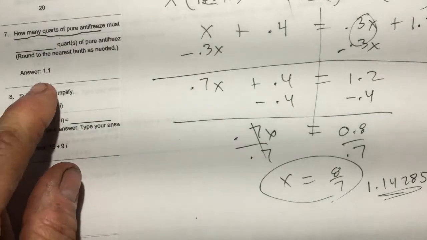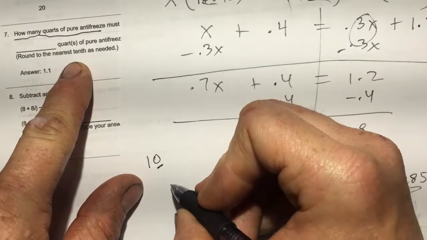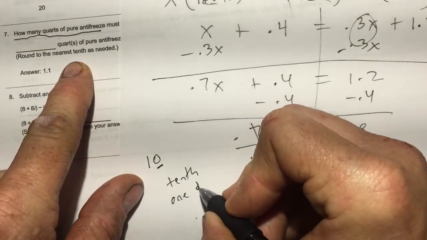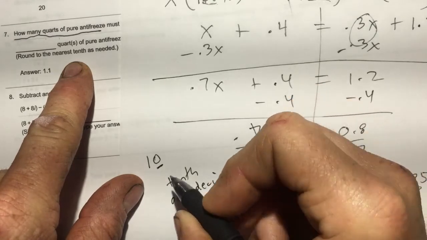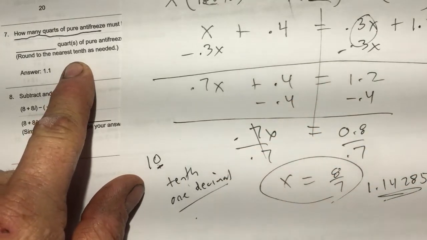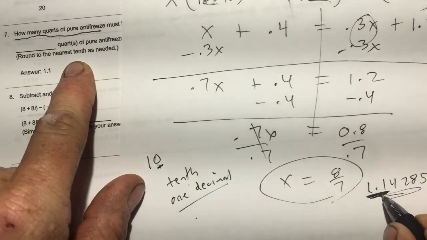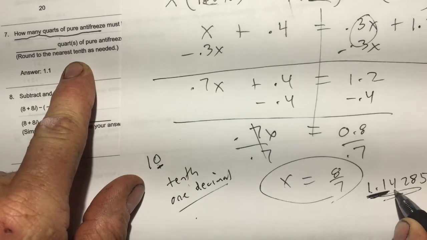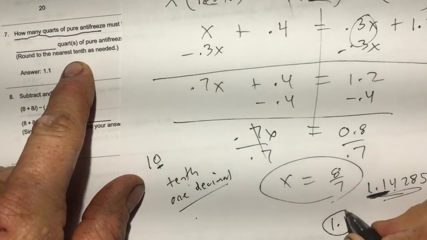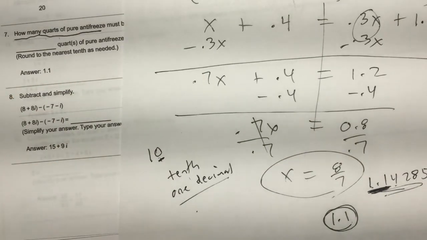But it says round to the nearest tenth. Now remember, tenth has one decimal place. I'm sorry, I said 10 has 1 0. So tenth has one decimal. So we're looking at 1.1 right there. Now does this 4 make the 1 go up or stay? It makes it stay. So my answer is 1.1, which is what we see up here. That's my answer. Okay?